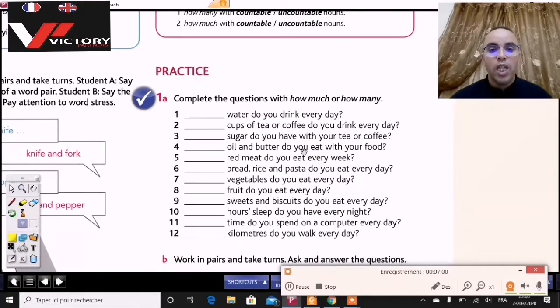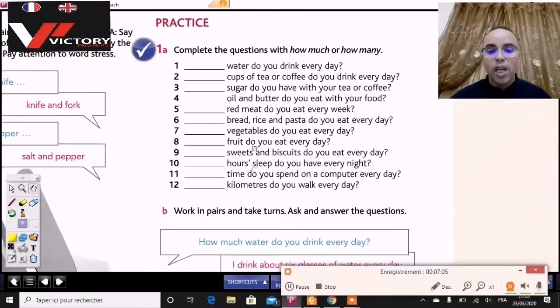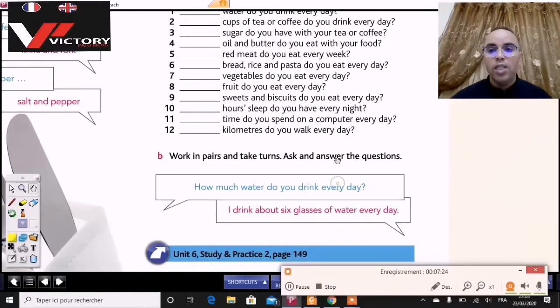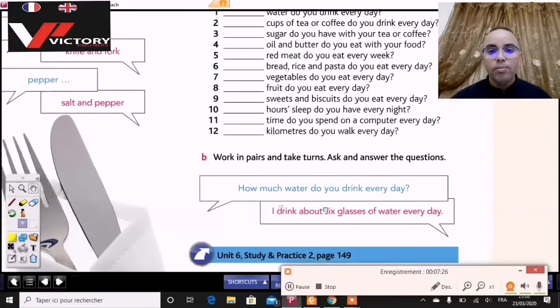So please do this exercise. Try to fill in the blanks with how much, how many. Okay, and then I want you to answer these questions about yourself. For example, how much water do you drink every day? So here we have got an answer: I drink about 6 glasses of water every day. Try to answer these questions about yourself and then send them to the group.